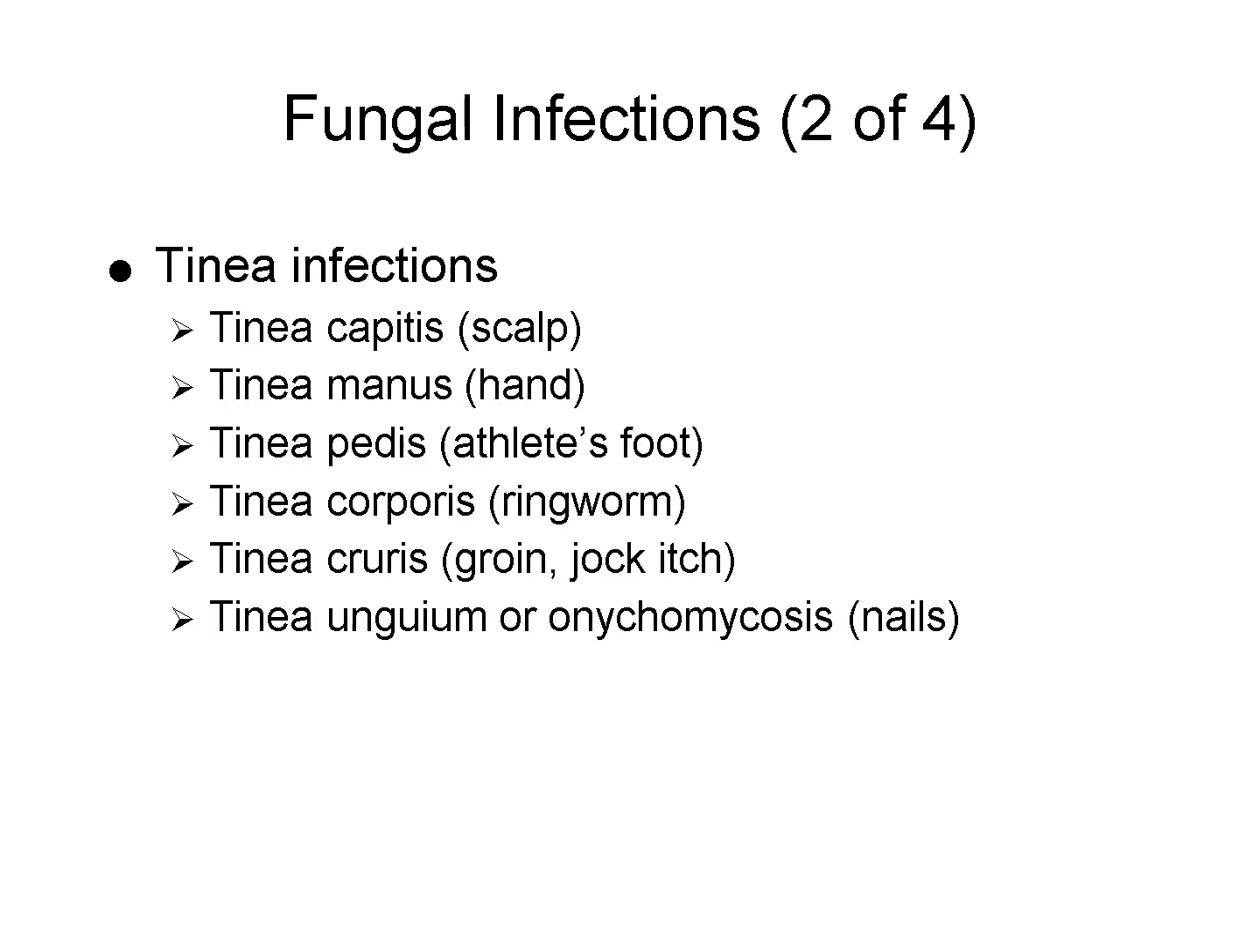Tinea infections are named by the area affected. These include tinea capitis, tinea manuum, tinea pedis or athlete's foot, tinea corporis or ringworm, tinea cruris or jock itch, and tinea unguium, also called onychomycosis, which affects the nails. Lesions are often red, scaly, and may have a central clearing with an advancing border. Treatment includes antifungal creams or oral agents.